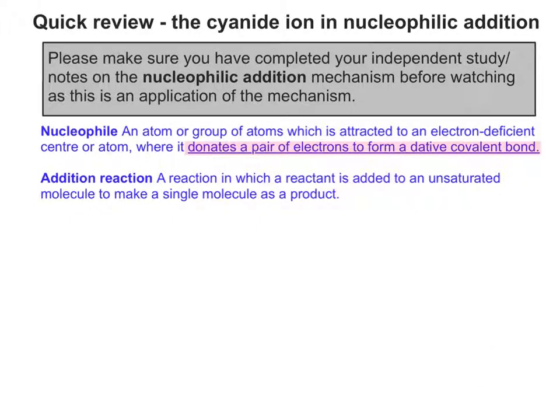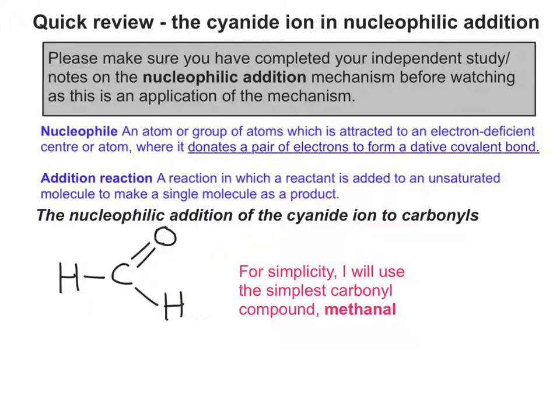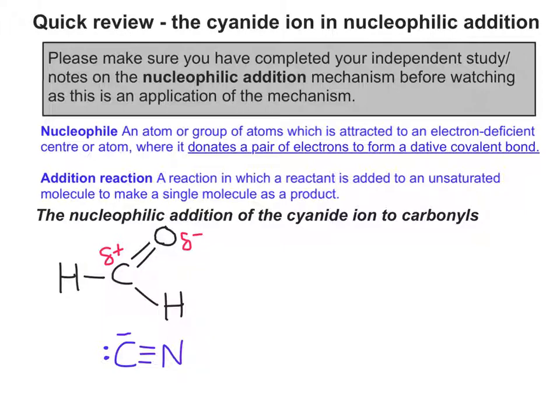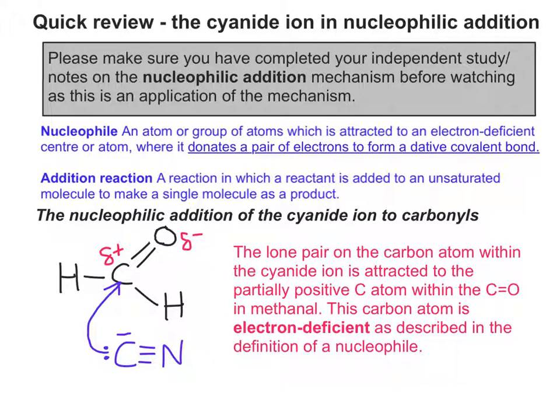So let's now look at the mechanism itself. I'll use methanal for simplicity to keep things nice and easy to understand. The lone pair on the carbon of the cyanide ion is attracted to the carbon that's partially positive, the electron deficient center in C=O. So basically this matches up with the definition of a nucleophile that you can see at the top of the screen. So the carbon is your electron deficient center or atom.